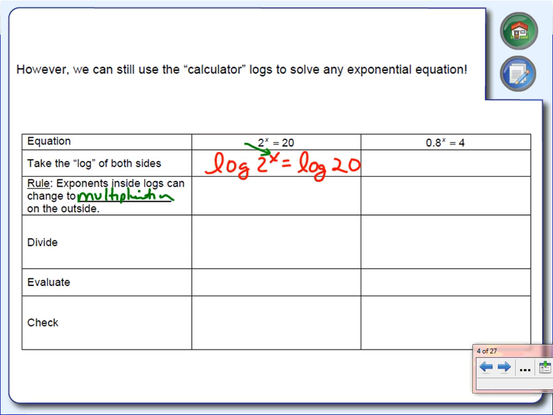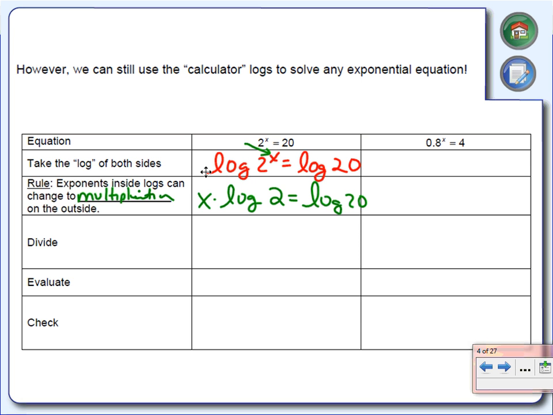So we're going to change this x power, that exponent, to multiplication. In other words, log of 2 to the x power is now going to become x times the log of, not x, but 2. And of course, it's still going to equal the log of 20. So all I did was change the exponent into multiplication, and we had that property last week that said we can do that. So the question is, why did I do that?